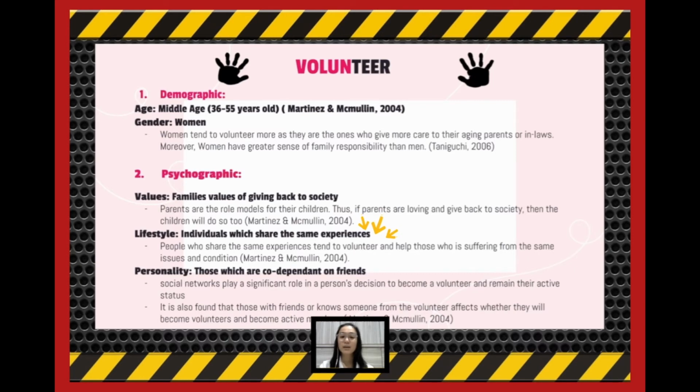For lifestyle, it is individuals who share the same experiences. People who share the same experiences tend to volunteer and help those who are suffering from the same situation and issue. For individuals who are very dependent on friends, it is found that those with friends who are, or who know someone from, the volunteer workforce are affected in their choice of becoming a volunteer and active member.